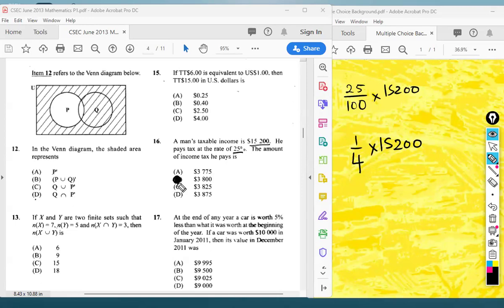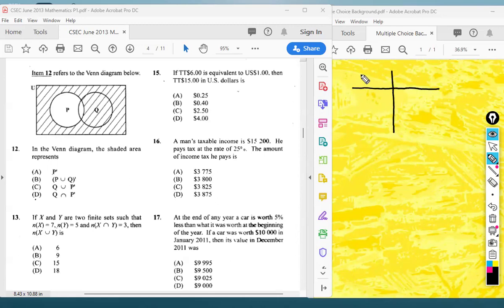Number 17, there are two ways to do this. You could find 5% of 10,000 and minus it, or you could do it a slightly faster way, which I remember showing everyone in the Monday class, right? You have percentage and you have how much it's worth. So at the beginning of the question, the car was worth $10,000.